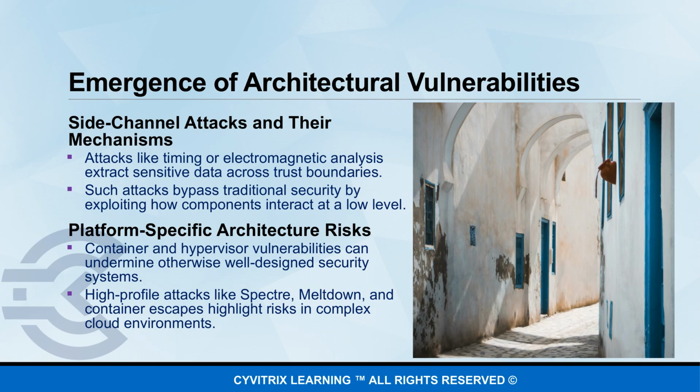We also examined the vulnerabilities that emerge within architecture. From side-channel attacks that extract secrets based on timing or electromagnetic radiation, to flaws in container security and hypervisor configuration, we saw that even well-designed systems can become fragile if trust boundaries are misunderstood or if complexity exceeds control. These weaknesses are not hypothetical. They have been weaponized in attacks like Spectre, Meltdown, and container escapes in cloud platforms.